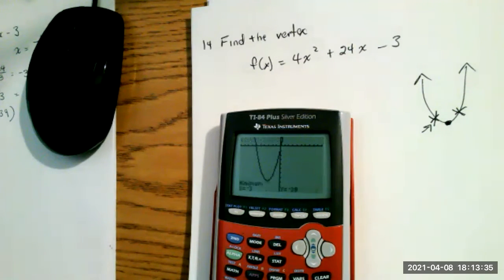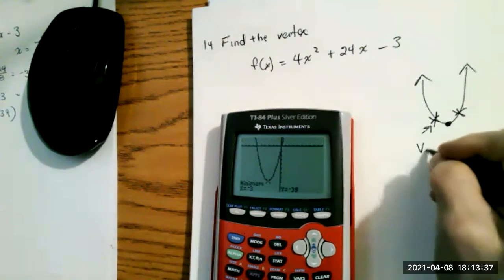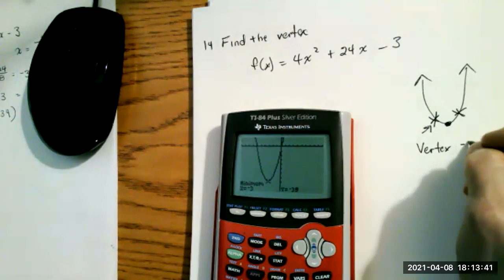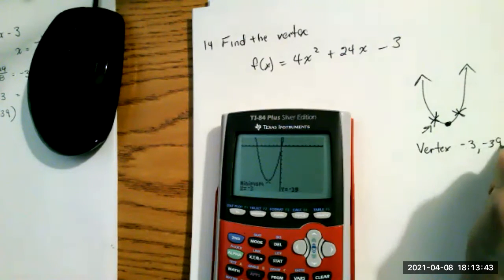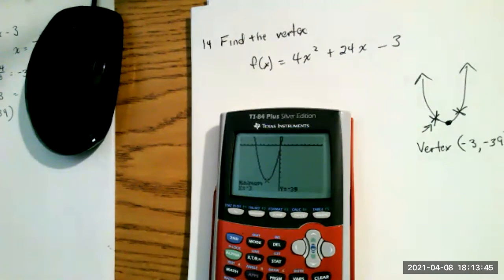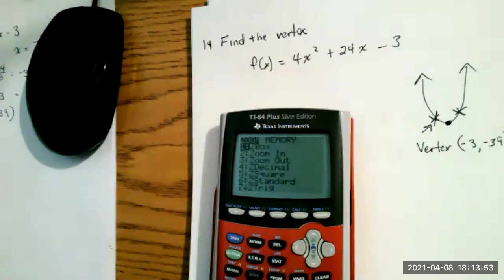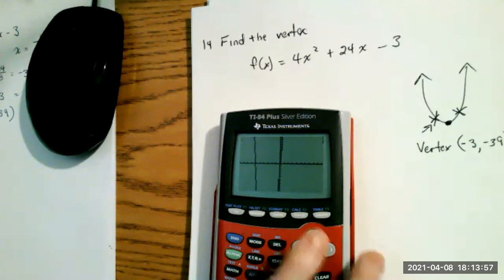It puts another marker up there. Then I'm going to hit it one more time, and it will tell me what my vertex is. My vertex is -3, -39. So that's using the calculator to do that. Now, to get your graph back to the normal graph, you can go zoom, and number 6 will always get you back to a standard graph if you forget how to do that.